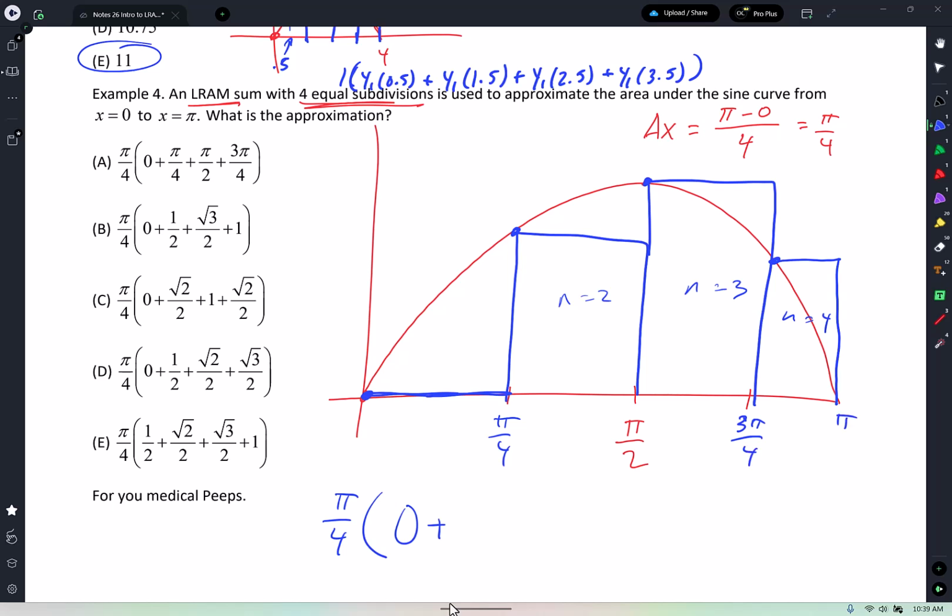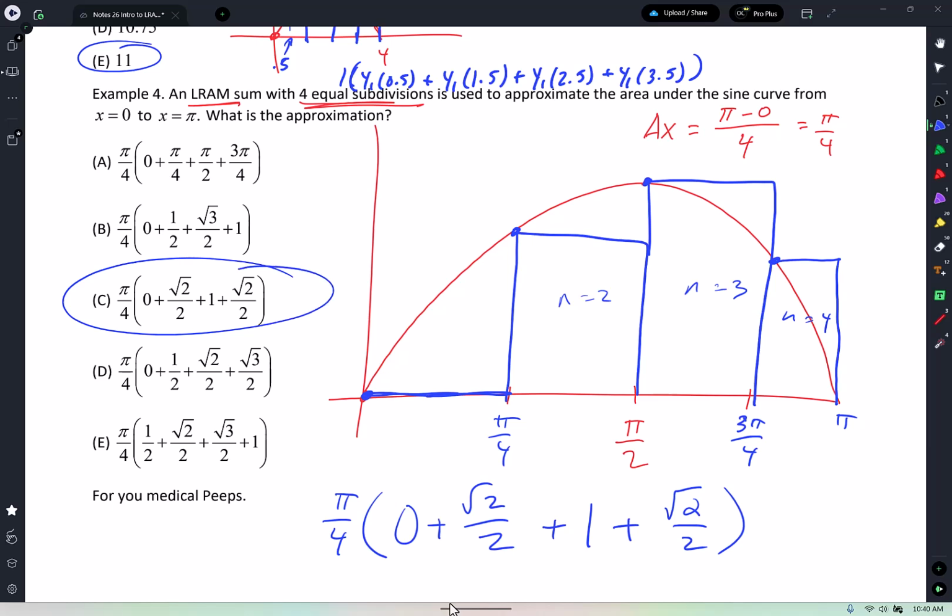What is sine of pi over 4? Square root of 2 over 2. Plus, what is sine of pi over 2? Not 0. 1. What is sine of 3 pi over 4? Square root of 2 over 2. Good job. All right, let's look for that answer. Is it in there? There it is.